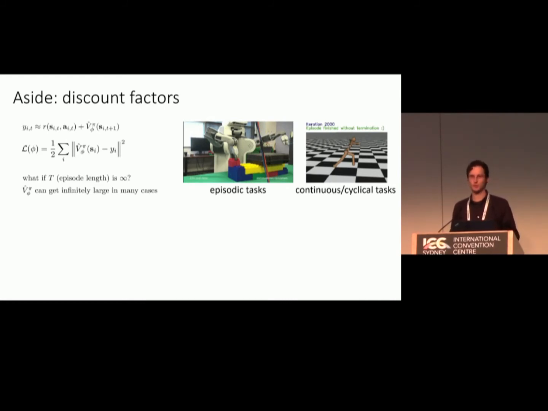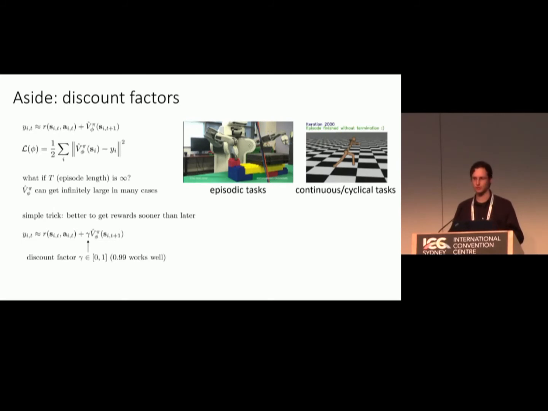So there's a small fix that we can use to address this issue. What we're going to do is say that getting rewards sooner is just a tiny bit better than getting them later. We do this by introducing what's called a discount factor, which is a little constant that multiplies the value in this estimator. So we take the current reward plus some constant between 0 and 1 times the next value. A value of 0.99 works pretty well for this. This just says that getting a reward sooner is better than getting it a year from now.